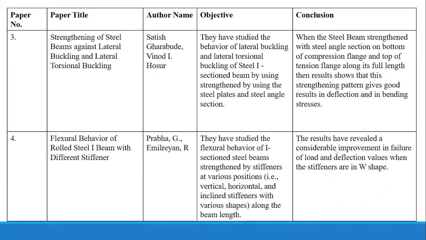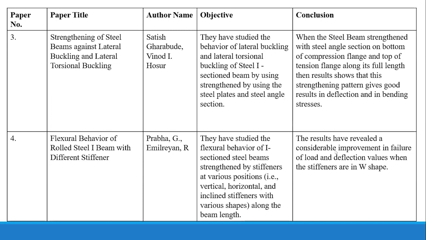Third paper is the strengthening of steel beams against lateral buckling and lateral torsional buckling. They studied the behavior of lateral buckling and lateral torsional buckling of steel I section beams by using steel plate and steel angle section. They concluded that when steel plate with steel angle section is placed on the bottom of the compression flange and top of the tension flange, the result shows a good improvement in deflection and stresses.